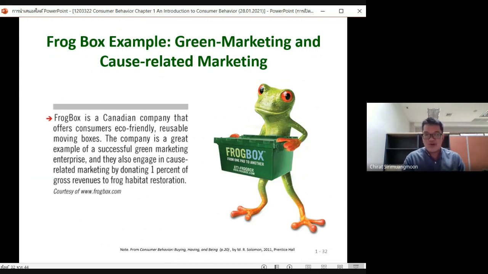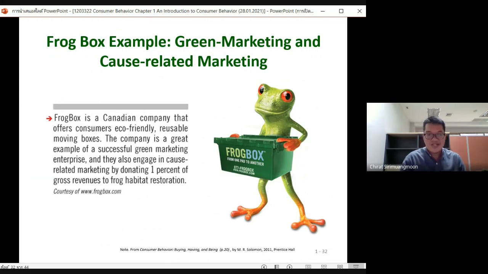So when you want to move from one place to the other place, you need to have the box. Sometimes the box is not quite good quality and they cannot use many times. So a Canadian company just created a very good reusable box for moving. So the first thing that they hit is it is eco-friendly, because you can use it again and again. And the company is great because it's linked to the green marketing. So they hit with green marketing already.